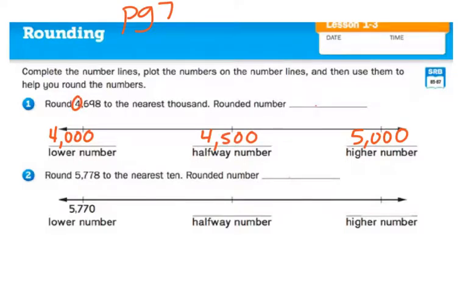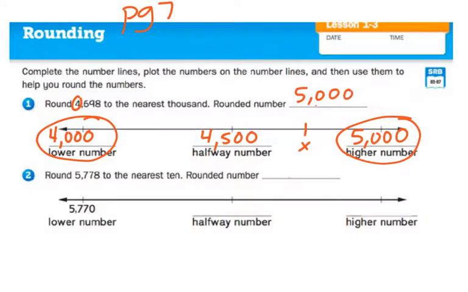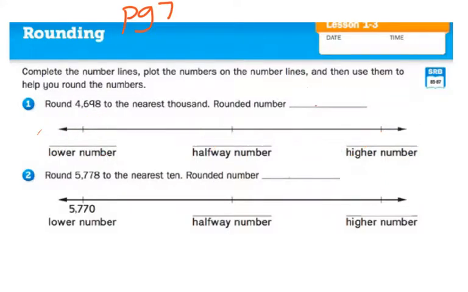Now we're going to ask ourselves, is it more than halfway or is it less than halfway? 4,698 is right probably about here. So is it closer to 4,000 or is it closer to 5,000? And we know that it would be closer to 5,000. Let's do one more together and then you'll do one on your own.